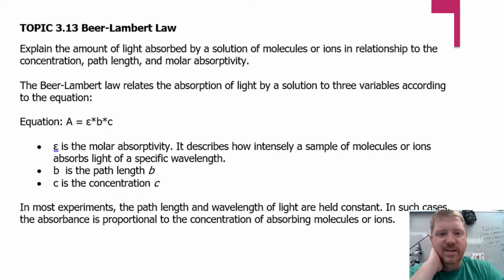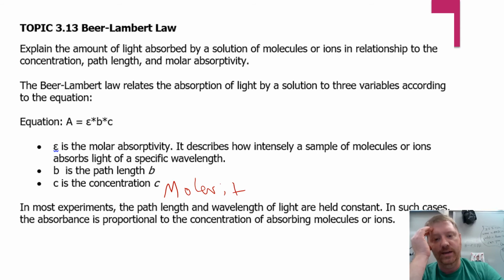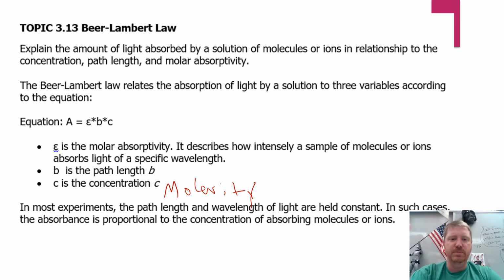That funky looking E is the molar absorptivity, which we will talk about in a second. B is the path length, which we'll talk about in a second. And C is the concentration. Finally, something I understand. C is the molarity. Okay, that one is something I have some experience with. Well, let's talk about the other piece.